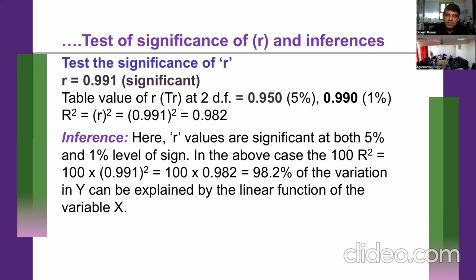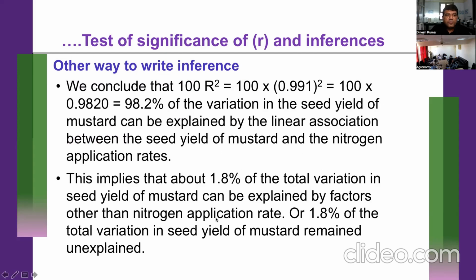So therefore, 98.2% variability in grain yield of mustard is due to nitrogen application. This equation suggests like this. The remaining is your error. So you can see how to write it: 98.2% of the variation in Y can be explained by the linear function of the variable X. Another way to write it, when you write a thesis or research paper: 98.2% of the variation in the seed yield of mustard can be explained by the linear association between the seed yield of mustard and the nitrogen application rates. So these are the interpretations, friends, of how we can write it in the English language.